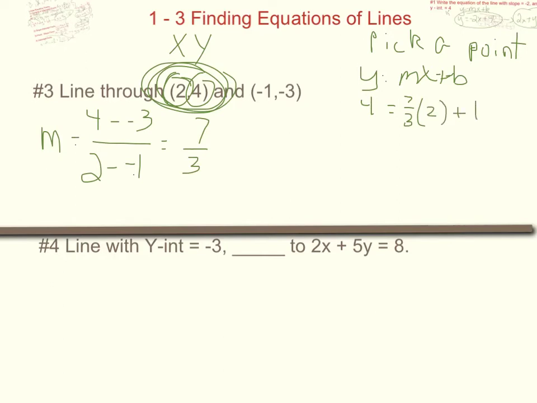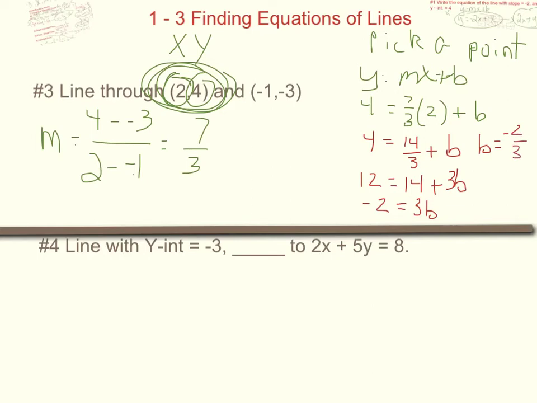Now we don't know b. All right, but we can solve for b now because we know everything else. So 4 is equal to 2 times 7/3, which is 14/3, or 4 2/3. Subtract 14/3 from both sides, or what you could do is multiply everything by 3 to kill the fractions. 3 times 4 is 12. 3 times 14/3 is 14, and 3 times b is 3b. And now just solve that for b. Subtract 14 from both sides. You get negative 2 equals 3b. Divide by 3. b is negative 2/3.